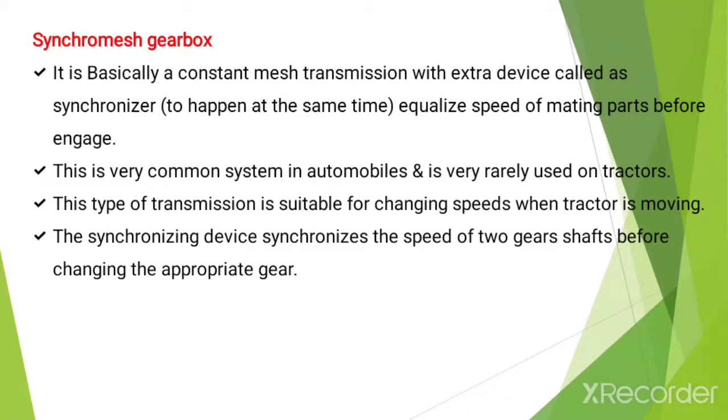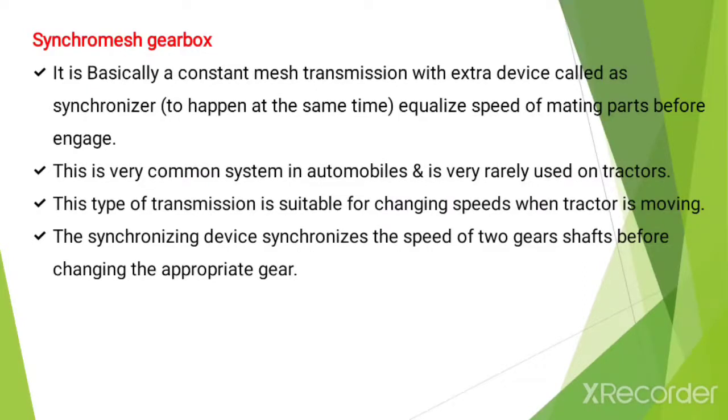Then the last type is the synchromesh gearbox. It is basically a constant mesh transmission gearbox with an extra device called a synchronizer. Synchronizing means to happen at the same time, and this is a device which equalizes the speed of mating parts before they engage.